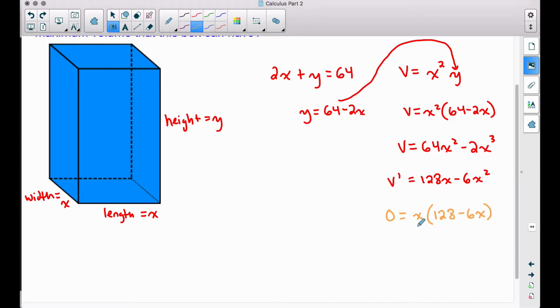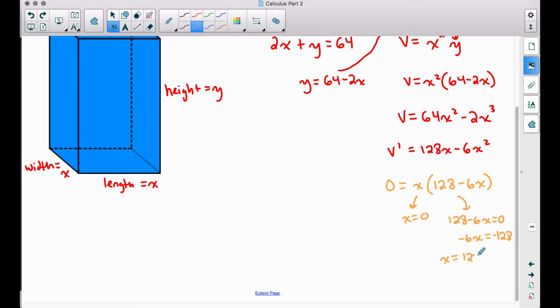So we have two factors here, the GCF, x equals 0. That's going to be useless here because obviously we don't have a box that's 0 by 0. We wouldn't even have a box. But taking this factor here, 128 minus 6x, and setting it equal to 0, we will find our value for x. Therefore, negative 6x is equal to negative 128. And dividing by negative 6, we have x equals 128 over 6. That simplifies to 64 over 3. And this is one of those long decimals. So I'm going to leave it like that. If you were to divide this, you would get somewhere around 21.333333 inches. But I'm going to leave it as 64 over 3 for right now.